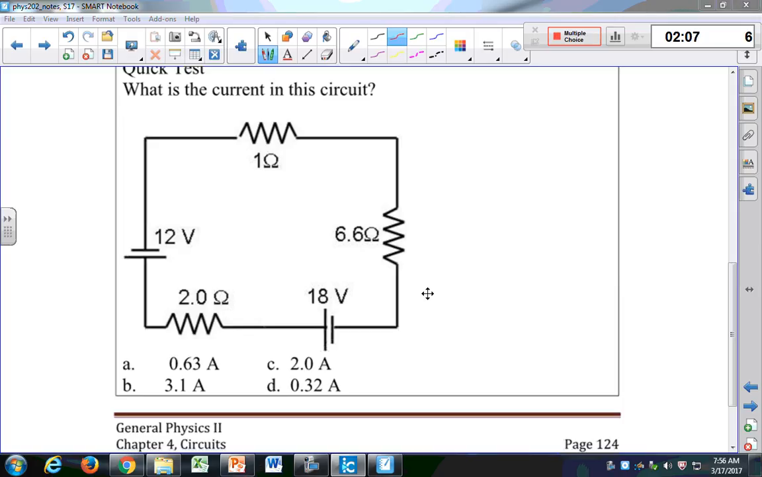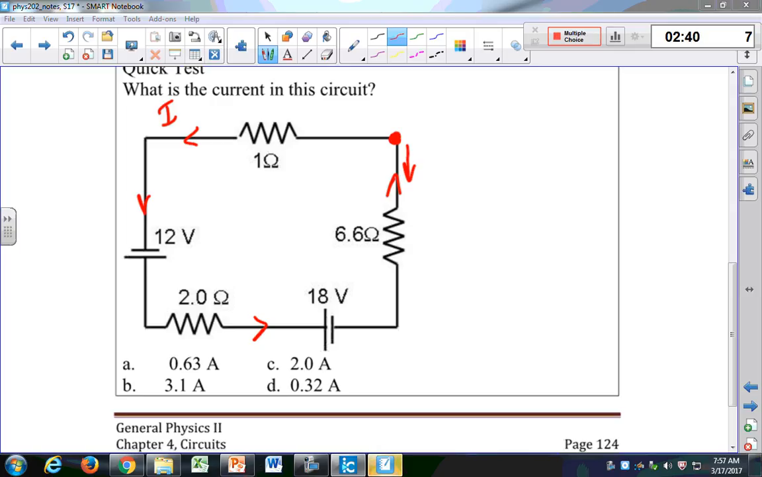Looks like y'all are having a little trouble on this. Let me give you a little kickstart. I'm just going to pick a direction for my current. I don't really know what the direction of the current is, but I'm going to say that it's in this direction. It doesn't really matter. Now I'm going to start at this point, and just to be arbitrary, let's go this direction, opposite the current. So now I've picked my two directions.